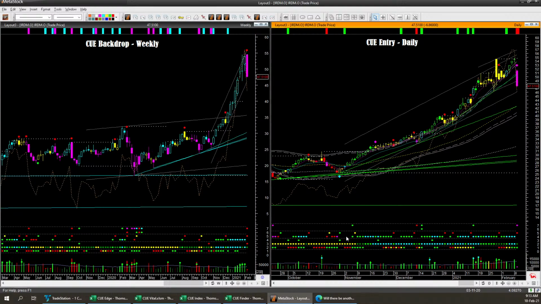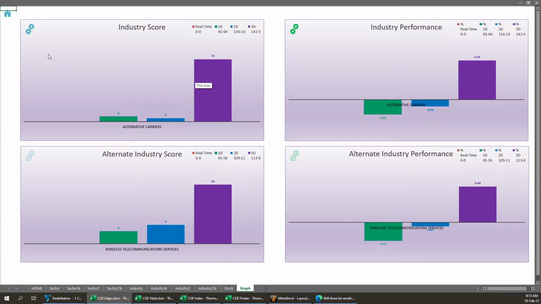So this is the way. Though the market is bullish, and even using Q technique we know the market is bullish, we are able to short stocks that are in weak industries. Let's go back to the industry graph.